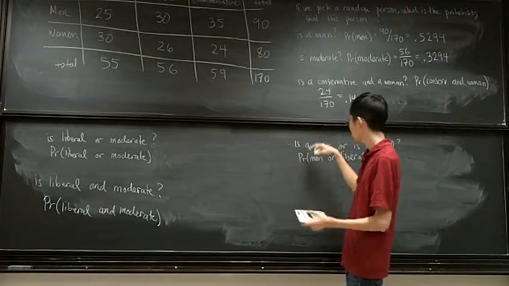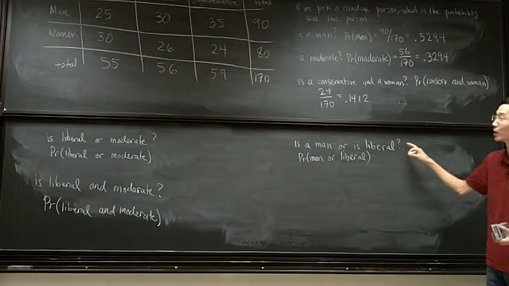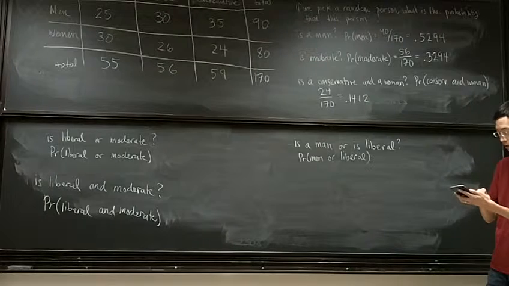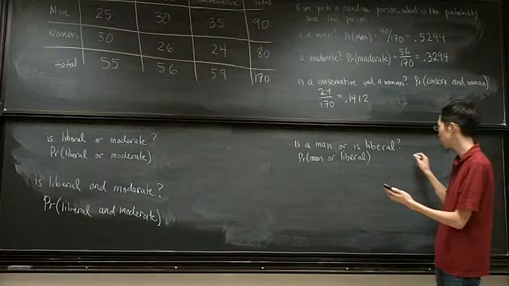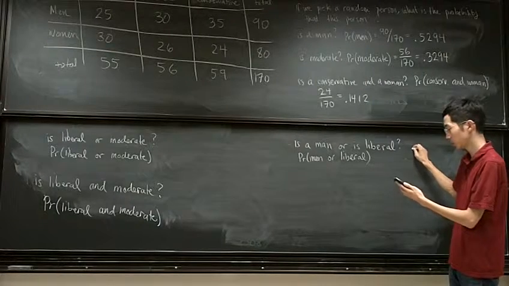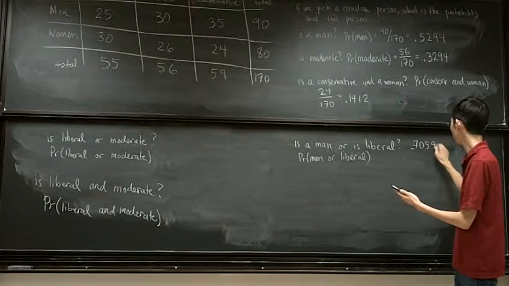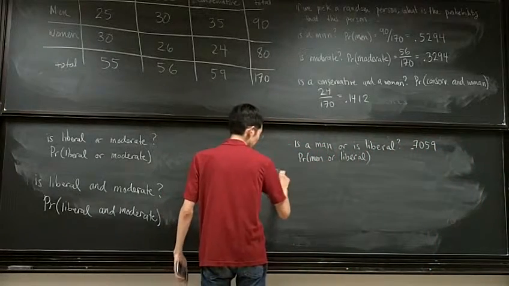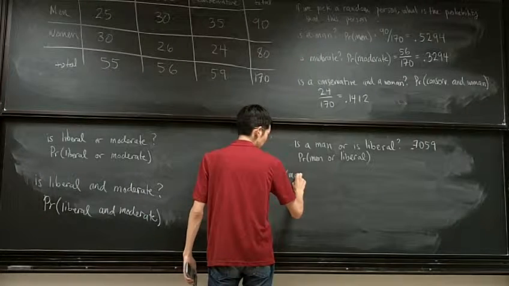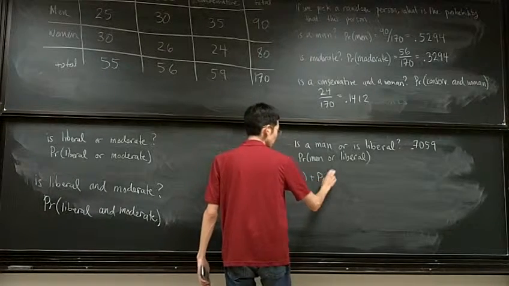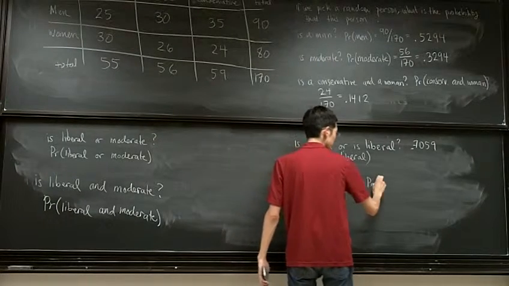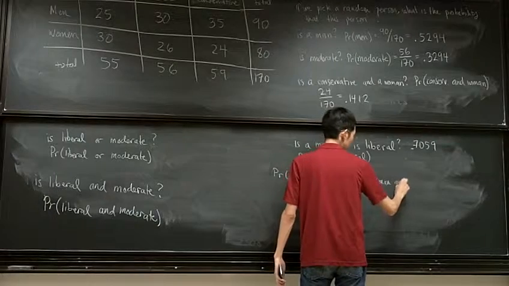Probability that someone is a man or is liberal. The answer? Okay, the total answer is 0.7059. Okay. We're going to break this down as probability of man plus the probability of liberal minus the probability of man and liberal.